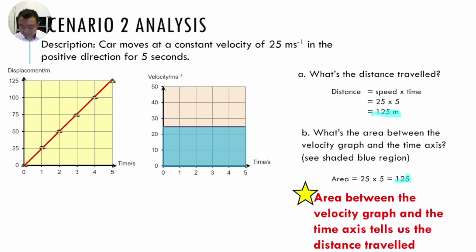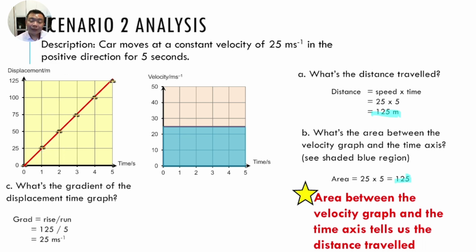Now, let's do another analysis on the same scenario. Looking at the displacement time graph, I'll give you 5 seconds to determine the gradient of this line. You may pause the video if you need more time. All right. So gradient is found by using rise over run, and the rise, which is the height of the graph, is 125, and the run, which is the horizontal span of the graph, is 5 seconds. So using that, we get 25 meter per second. Now, do you notice something? This value and this value.